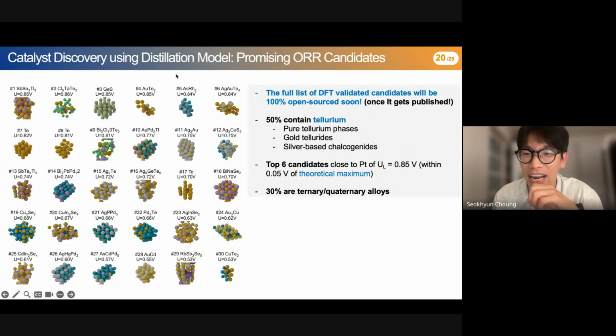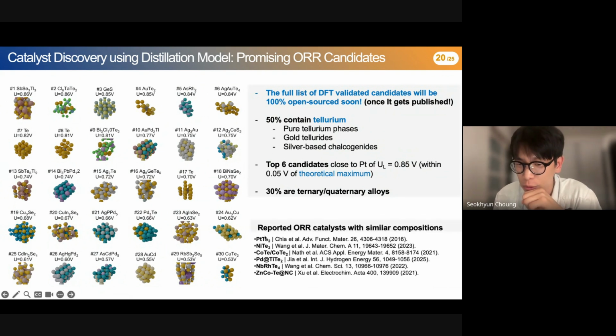We found that tellurium-containing catalysts are quite active. There are some reports that having tellurium in the system, platinum tellurium, nickel tellurium, shows good ORR activity. Some of the cases we found, such as silver, palladium, and palladium tellurium, were also reported in the literature. So with this list of seemingly good catalysts, I sent it to an experimental collaborator to see if they are actually good for the oxygen reduction reaction.